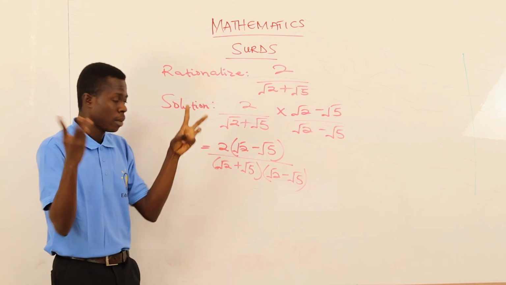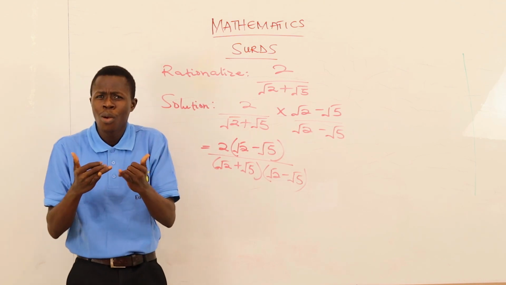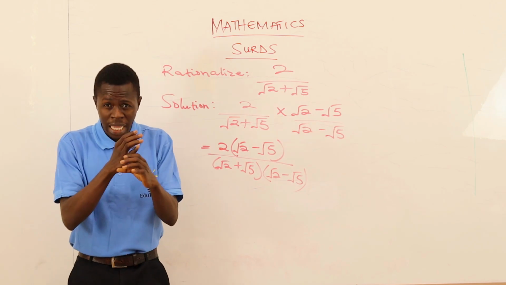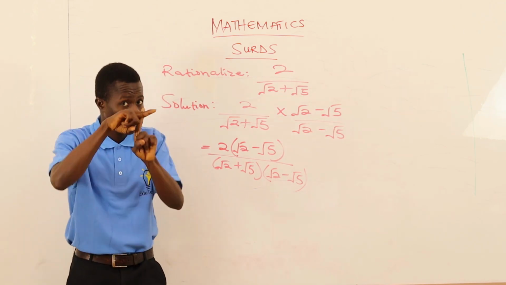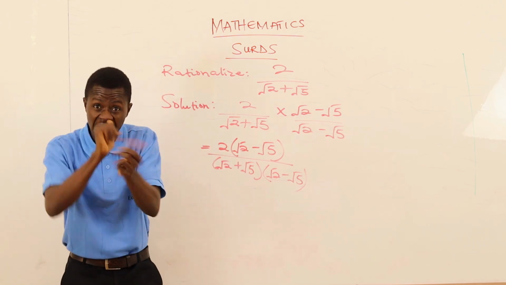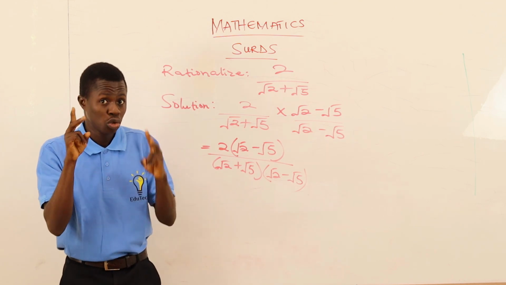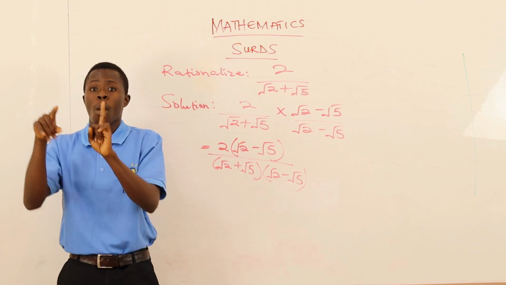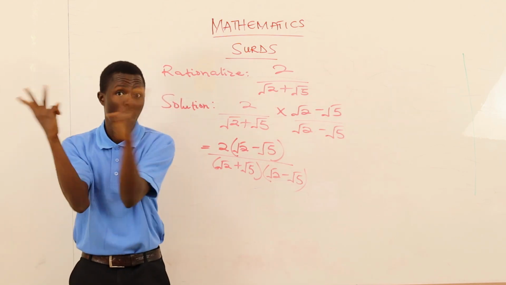So with the numerator, we multiply 2 by square root of 2. Then after that, we multiply 2 by minus square root of 5. Now, with this particular part, I need you to pay close attention and be very vigilant. You have to be careful with the positive and negative signs. If it is positive and while solving you change it to negative, it will be wrong. And if it is negative and while solving you change it to positive, it will be wrong.